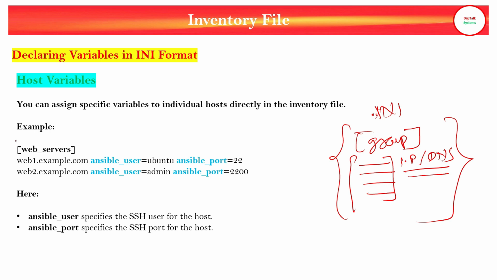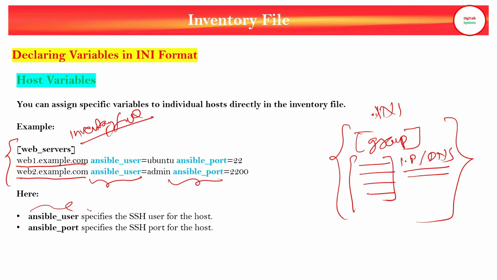This is our group name. Suppose this is our inventory file. These are our different server groups. This is the first server and this is the second server, or you can say the target group or the managed servers. Now here you can see we have specified two arguments. One is ansible_user, the second is ansible_port. The ansible_user specifies the SSH user for the host and ansible_port specifies the SSH port for the host. Now what does it mean?